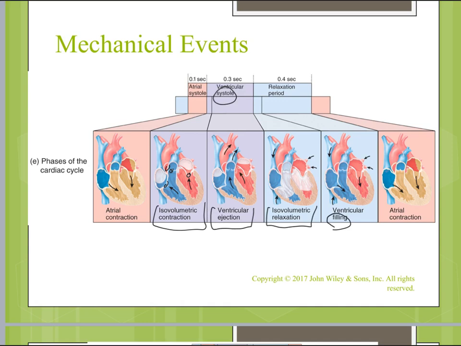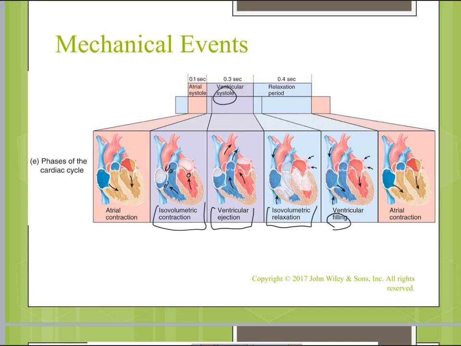At the end of diastole, the atria contract. This squirts a small amount of extra blood into the ventricles. So this increases the pressure in the ventricles so that it is now higher than it is in the atria, causing those AV valves to close. Now, that brings us to isovolumetric contraction.